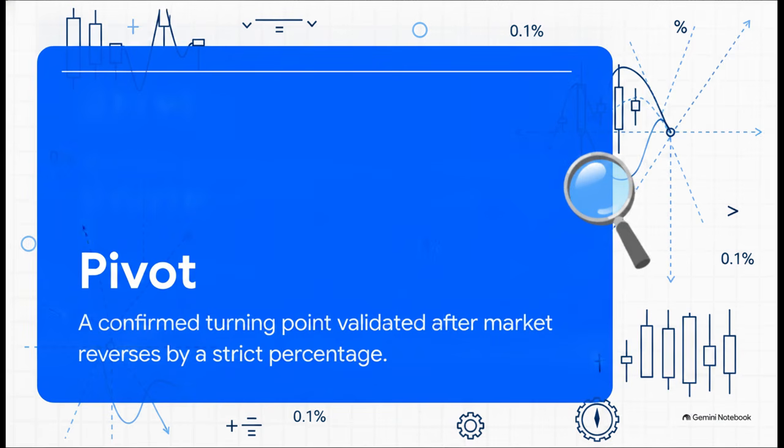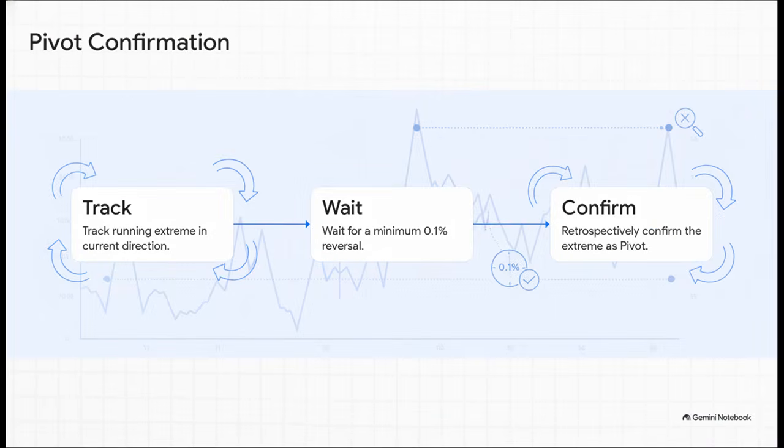And because it's entirely percentage-based, it's completely scale invariant, meaning it works exactly the same way whether you're looking at a 1-minute chart or a 15-minute chart. Now here is the absolutely crucial point. This completely removes look-ahead bias. The algorithm tracks the price moving in one direction, but it literally doesn't know a peak is a peak until the price has already reversed by that minimum 0.1% away from it. Only then, after the fact, does it retrospectively confirm that extreme point as the pivot. It can't see the future, so it doesn't even try to guess.